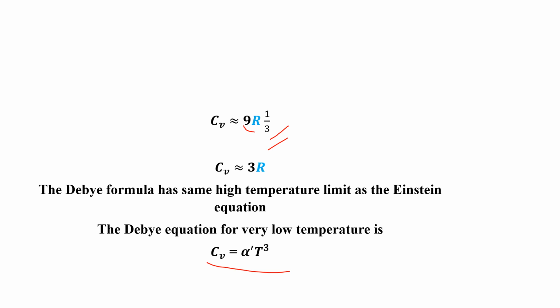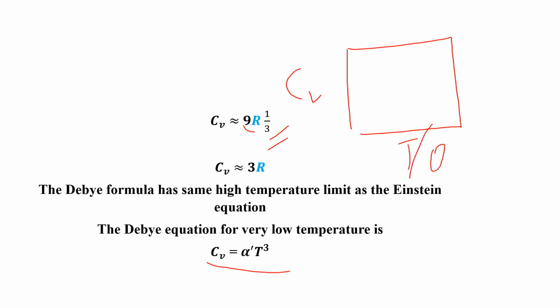I am unable to draw the graph. Now I am drawing here. So here you can see, taking Cv on the y-axis, T by theta D. So you will get the graph in such a way. So this is the Debye modification of heat capacity of solids, or Debye heat capacity of solid, and it is over. Thank you.